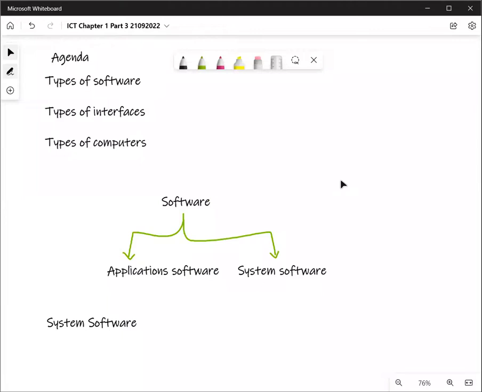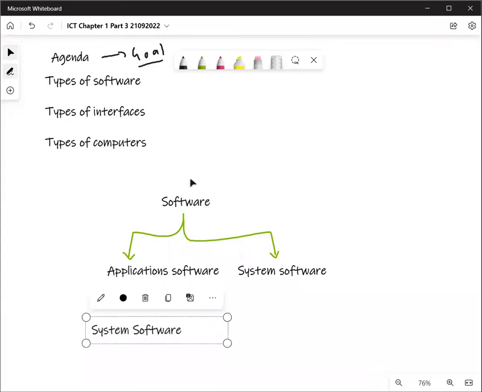ICT chapter 1, part 3. We have these things happening: types of software, types of interfaces, types of computers. So what's the meaning of agenda? Agenda means goal. Write that in your notebook as well. Write the word agenda in English and write the meaning, goal. Because I'm not teaching you to forget, right? So whatever you learn, try as best as you can to remember.